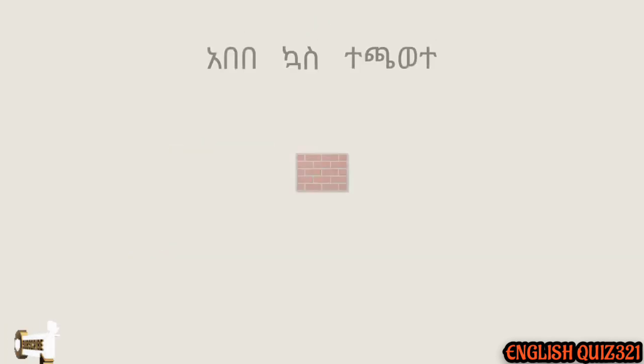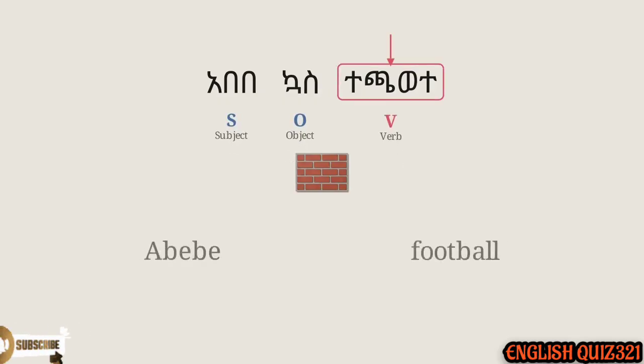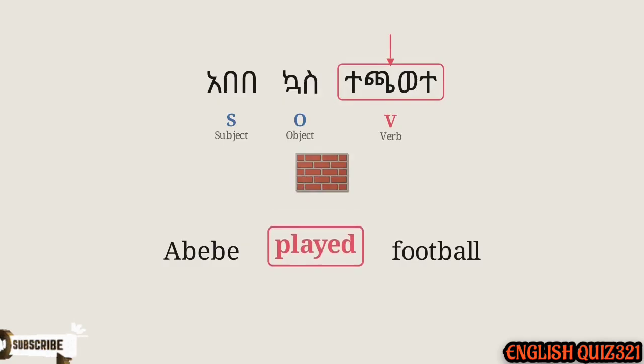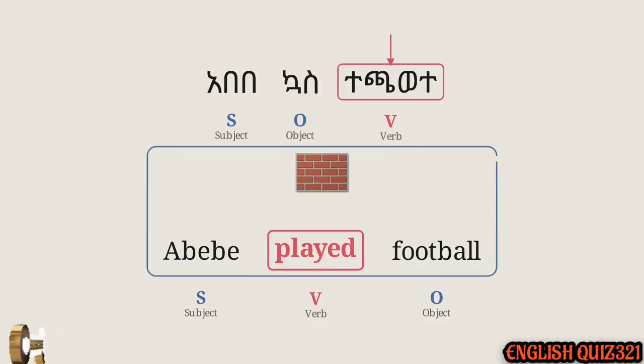There is a major structural difference here. In Amharic, the verb usually goes at the very end of the sentence. But in English, the verb locks into the middle, right after the subject. We don't say, Abebe football played. We say, Abebe played football.